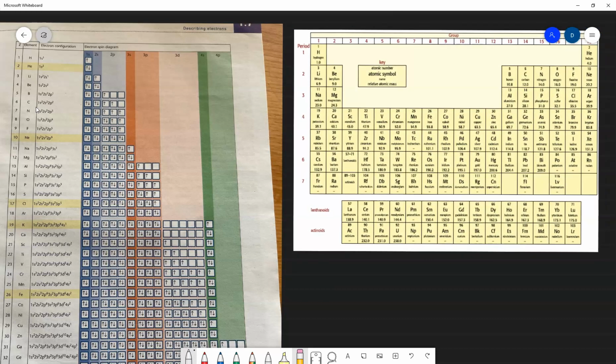Take for example magnesium. This is magnesium, which is in period 3 and group 2, and the atomic number of magnesium is 12. Because it has 12 protons, it will have 12 electrons. Now see that it is 1s2, 2s2, 2p6 and 3s2. Now is there any way you can remember how to write these numbers? You can just do it like this.